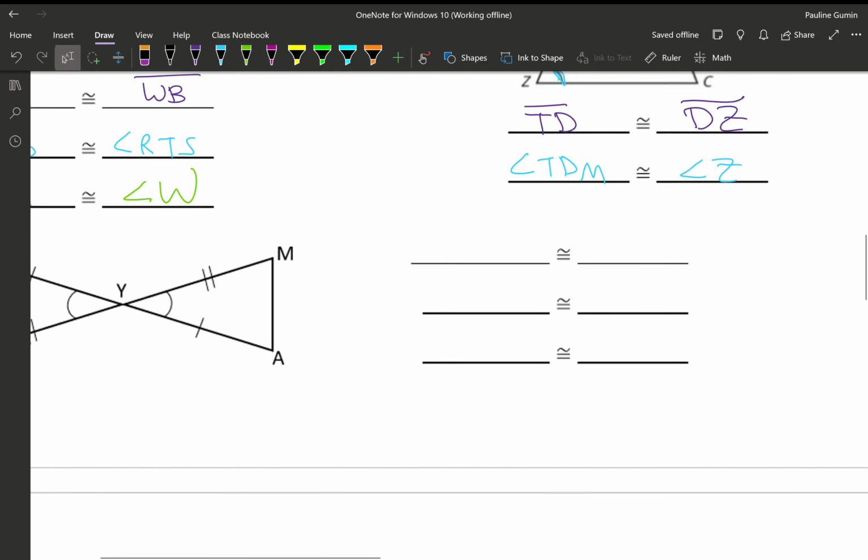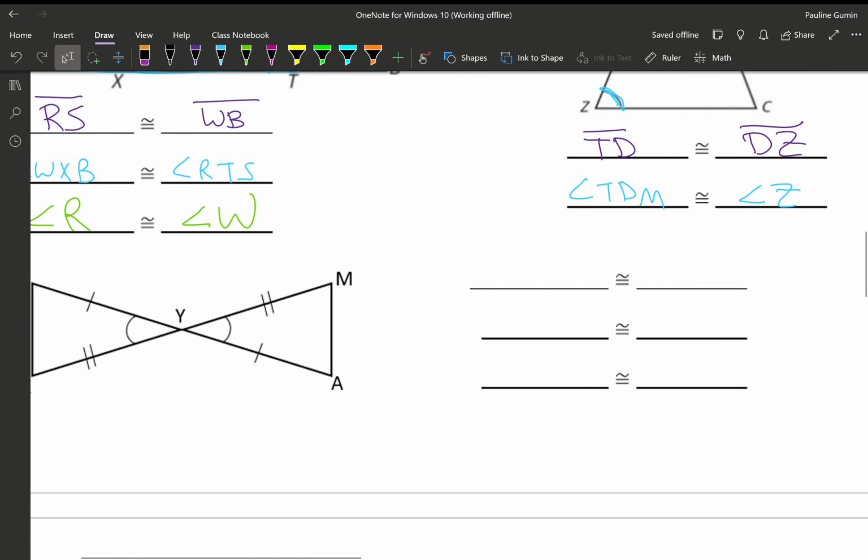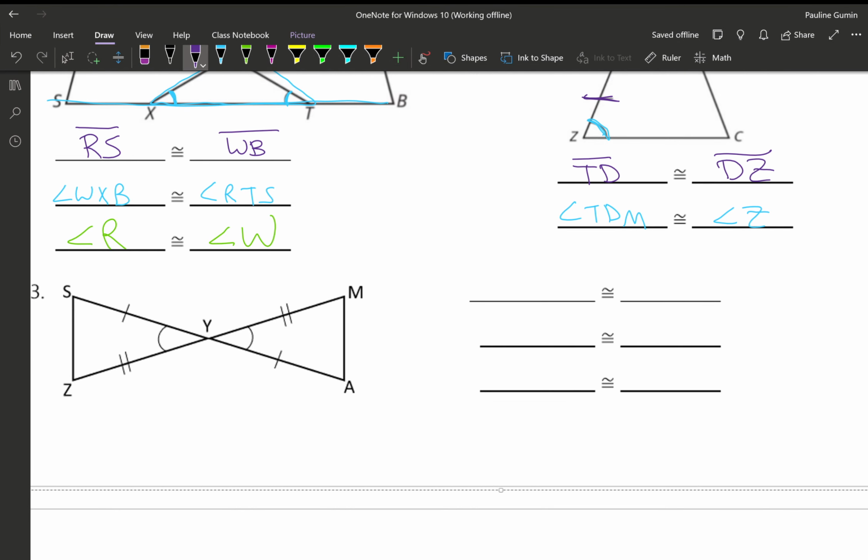Let's do the same thing for number 3. Ooh, there's several sides that are congruent. Let's start off with the single tick marks. So we have SY and AY. Then we have a double tick mark here and here. So that's MY and ZY.